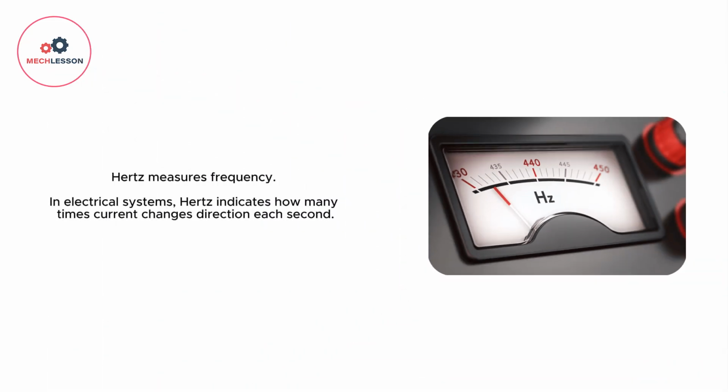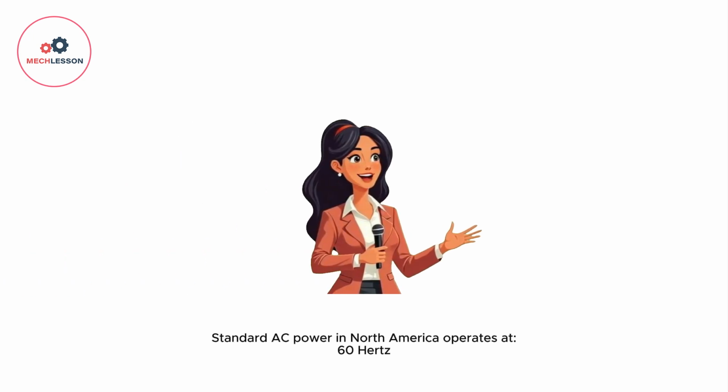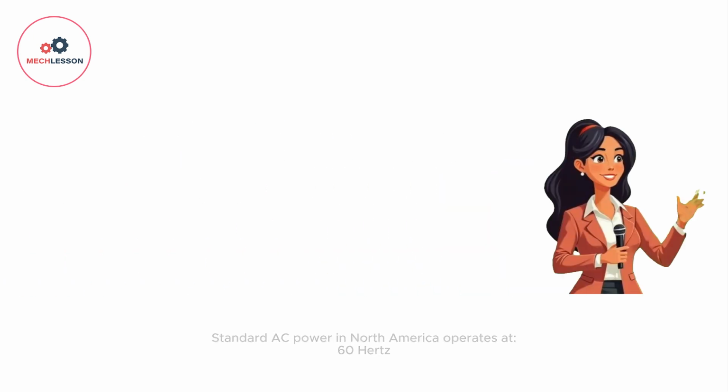25. Hertz, Hz. Hertz measures frequency. In electrical systems, Hertz indicates how many times current changes direction each second. Standard AC power in North America operates at 60 Hertz.